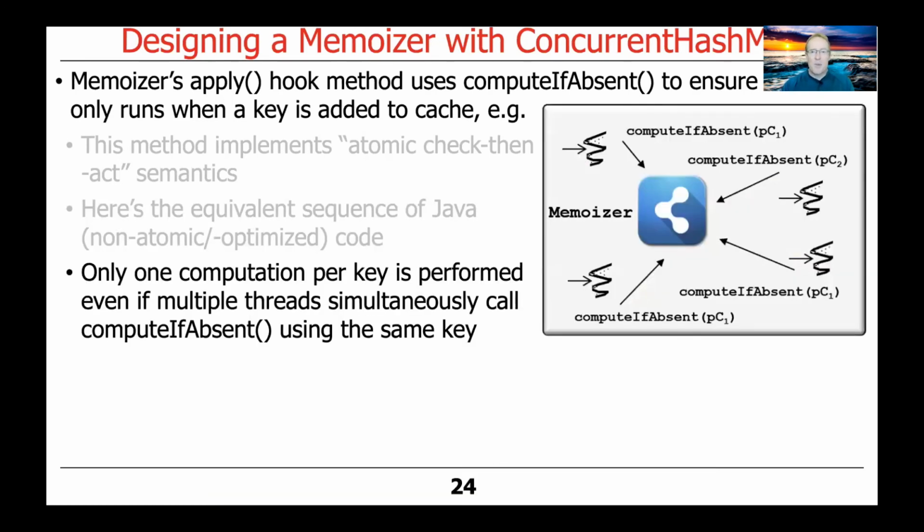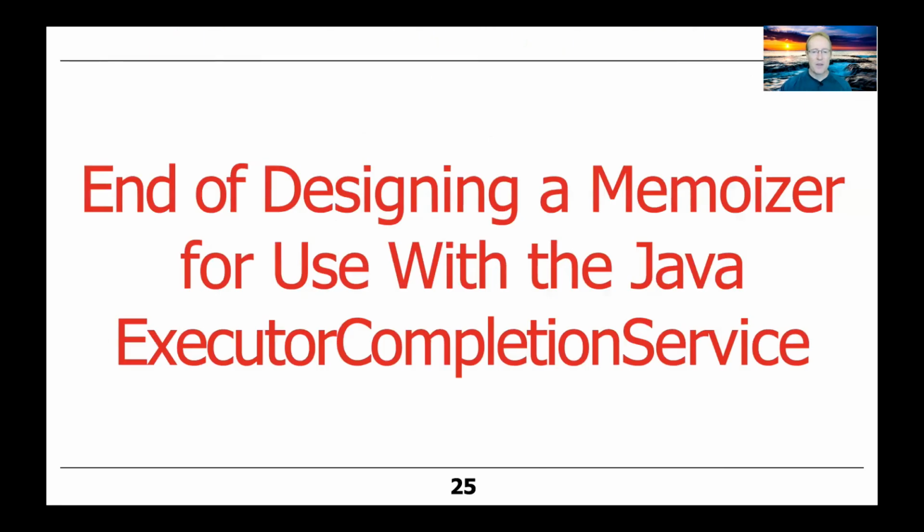So one of the cool things about the atomic check then act semantics of computeIfAbsent is only one computation per key is performed. In other words, the function is only called once, even if multiple threads simultaneously call computeIfAbsent using the same key that is not yet in the map. And this is a very important property. We'll talk more about this later when we talk more about future tasks, because I'll show you one way you could implement these semantics using other mechanisms in Java.